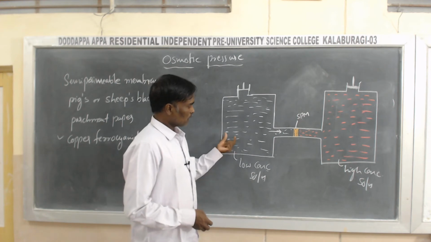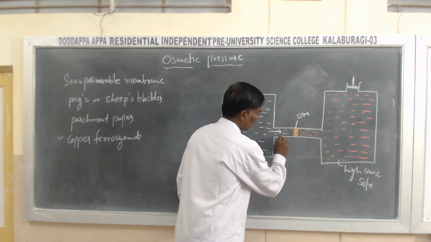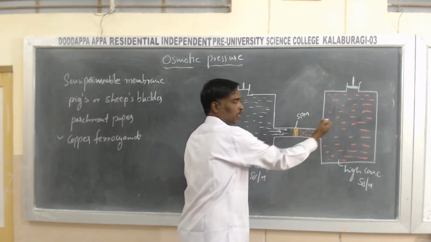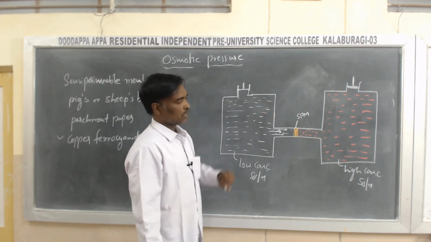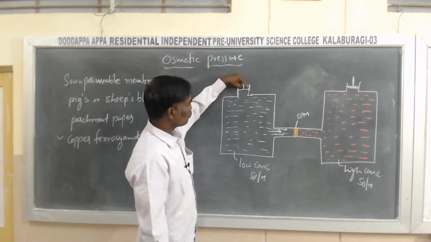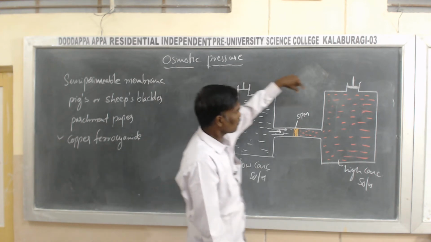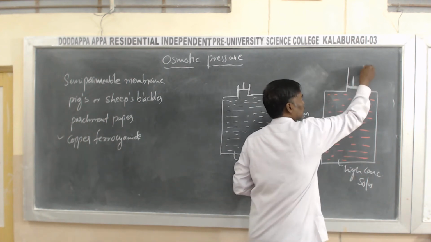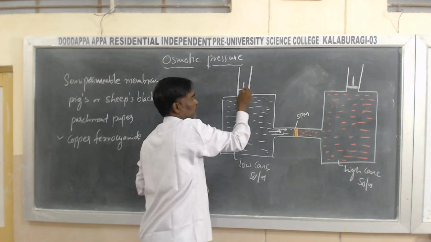Now, students, the process that takes place we call osmosis. That is the flow of solvent molecules from low concentrated to high concentrated. Now, these two containers are fitted with a piston at the mouth. So this is a piston, and here is another piston.